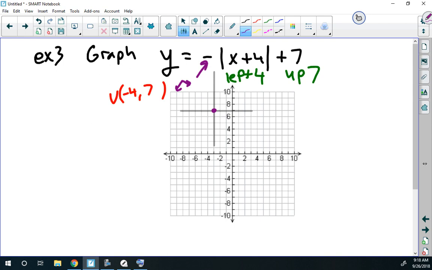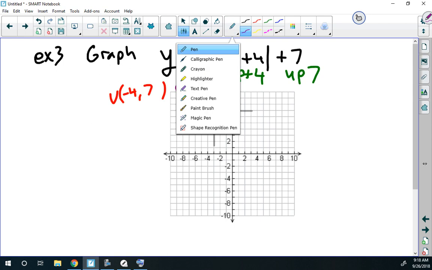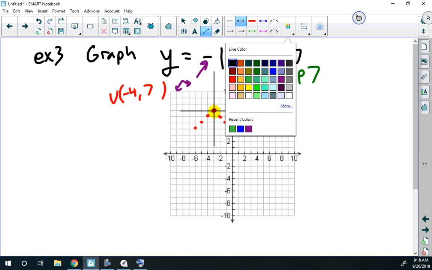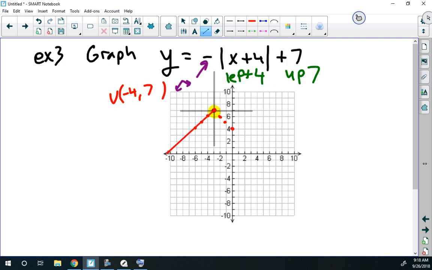So from right here, I'm going to be going over 1 and down 1, and over 1 and down 1, and over 1 and down 1, and over 1 and down 1, and I'm going to continue that, right? So now, let me go ahead and fill those in. I'll make them red, red, red, red. Okay, like that. And like that. Okay.